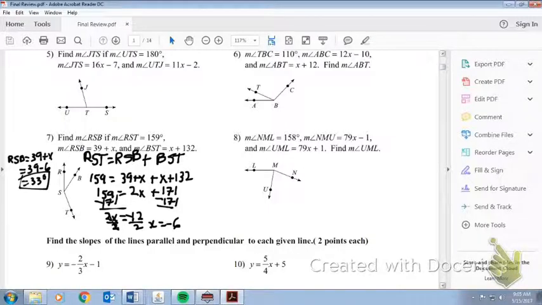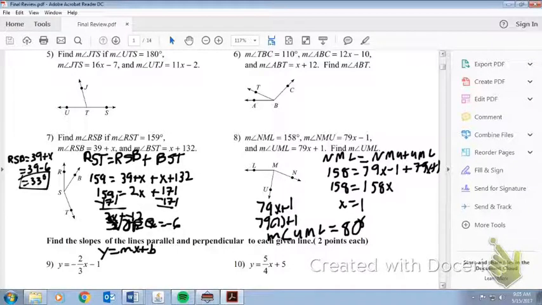Let's move on to number 9. 9 through 12 are all in y equals mx plus b format. That is y equals the slope times x plus b, b being the y-intercept. So we're asked to find, on all of these, two things: the slope of the lines parallel and perpendicular to the given line. Well, when we're talking about parallel and perpendicular, we're talking about the relationship that the slopes of the two lines have together.